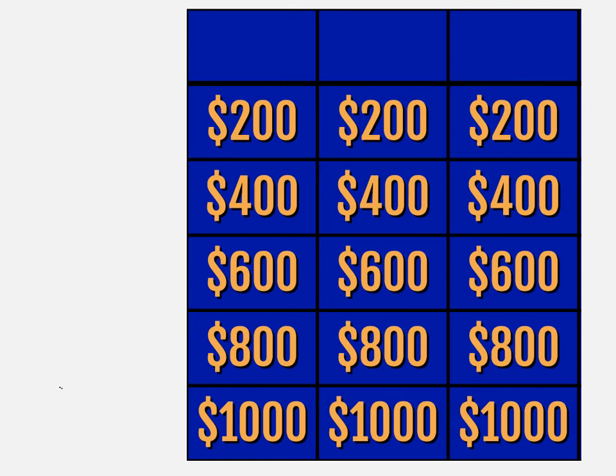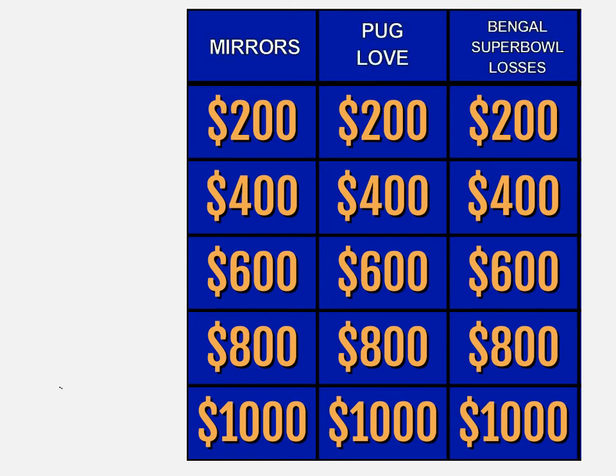Welcome to Jeopardy! Today's topics are mirrors, pug love, and Bengal Super Bowl losses. Our returning champion will go first. Yes, can I get mirrors for 200, please? The answer is erect or inverted. What is attitude? That is correct. You get to select again.